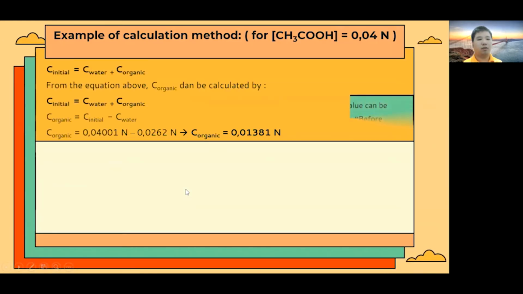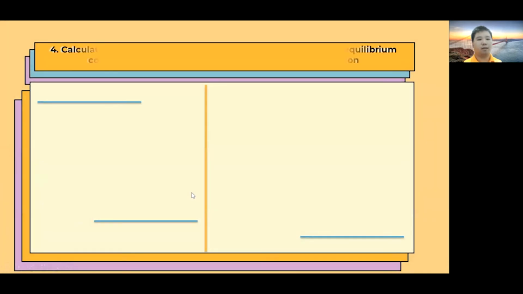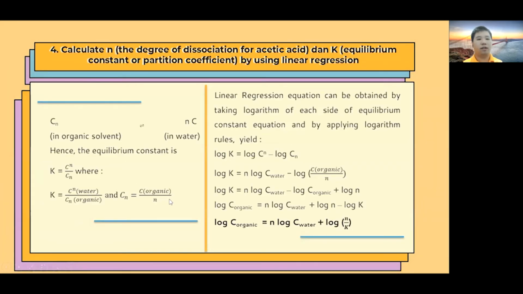This is the example of calculation of C organic, and we also calculate the logarithmic value of C water and C organic. This is the derivation of the linear equation that is used, and the linear equation is shown at bottom right.